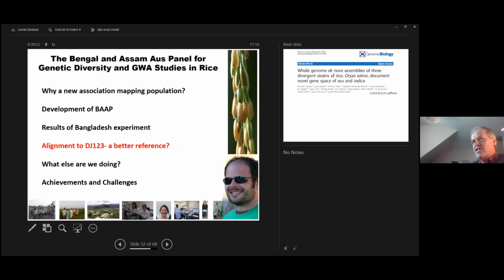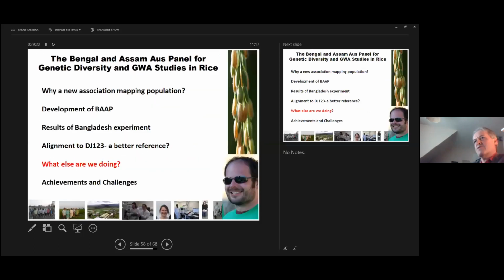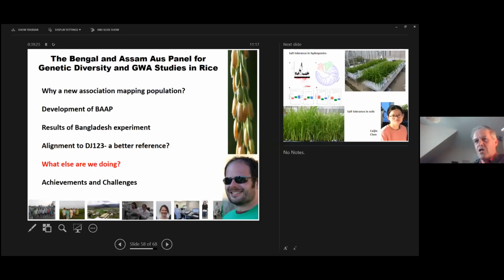So we actually had a look at what would happen if we tried to align it to another reference, which is called DJ123. And I think it's an Indian Aus cultivar. That has been sequenced. The sequence is in thousands and thousands of bits, so it's not a very good reference. I could show you some of that data, but I'm going to skip over it. So these are slides I'm skipping over. Quite an interesting story, but I'm going to skip over that. And just because I want to bring this to a close, I'll say what else we're doing.